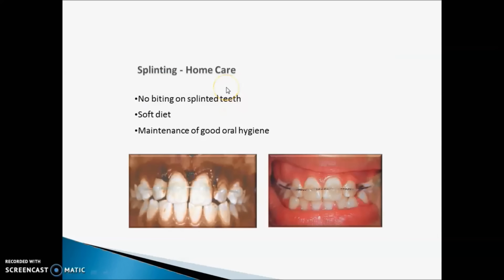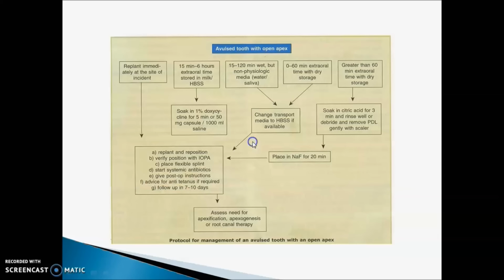Now aspirants, after splinting, what instructions do you have to give to the patient? This can be your case-based question, or an extended matching question. So remember: no biting on splinted teeth, soft diet, and maintenance of good oral hygiene.